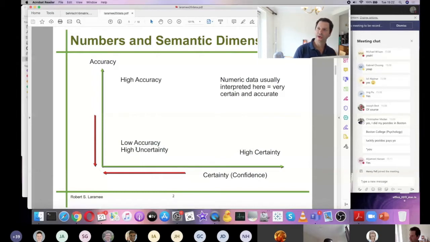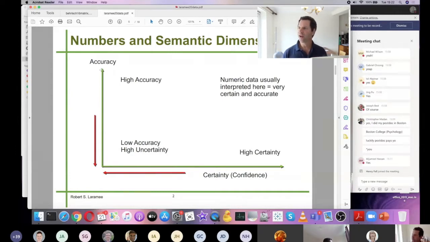There's another semantic dimension called accuracy, and that's represented on the y-axis here. As the y-coordinate increases in this graph, accuracy also increases. This is another semantic dimension of numerical data, or any data, it doesn't really matter. There are more semantic dimensions. These are only two of them, but that could be a special lecture in itself, just semantic dimensions of numbers and data. But I chose these two because they're particularly relevant today.